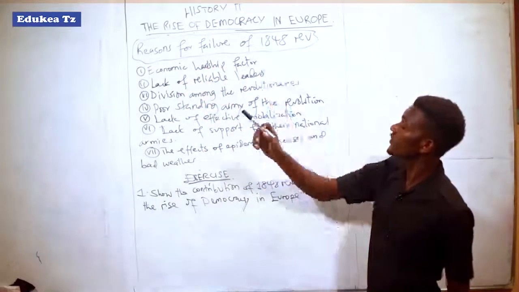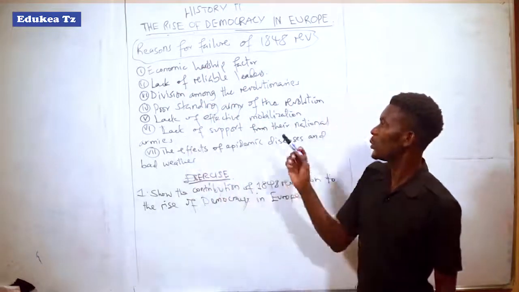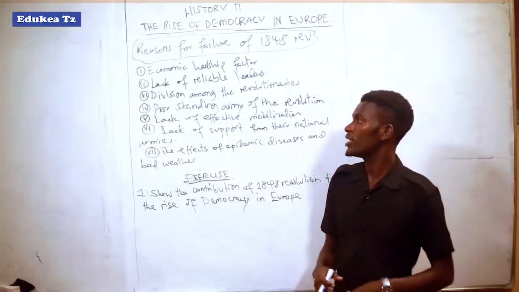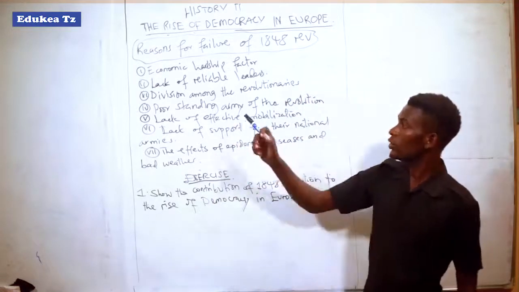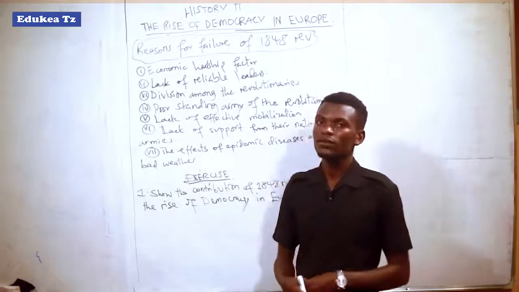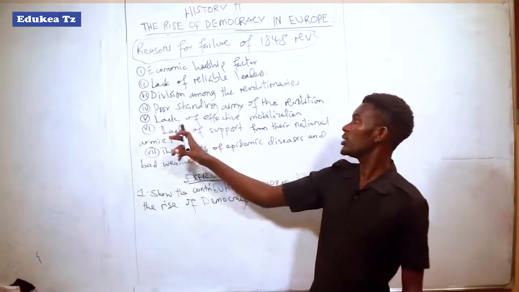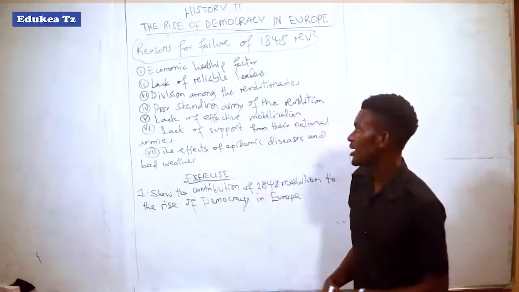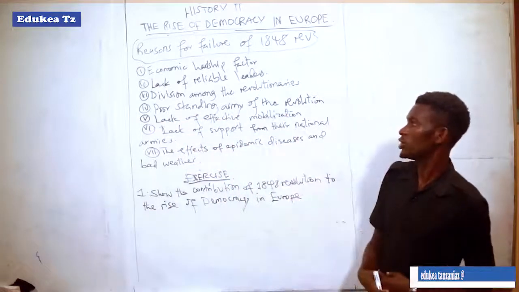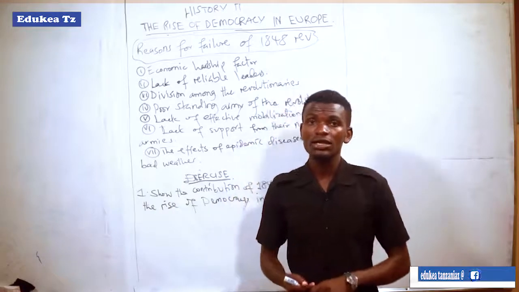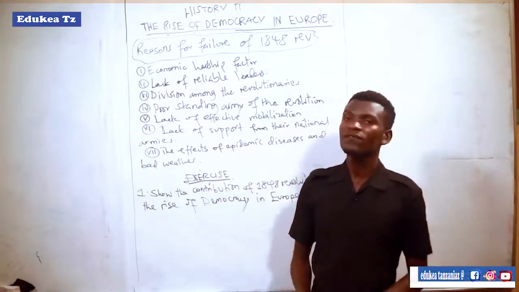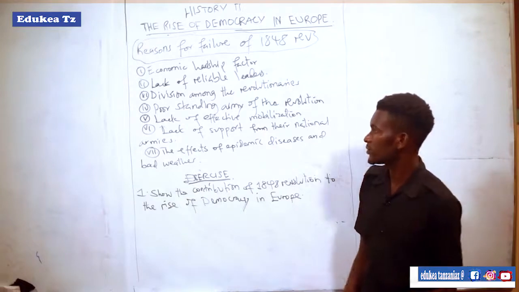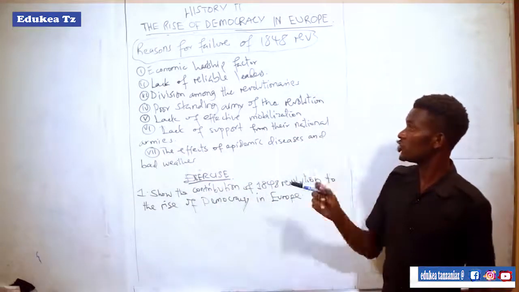Another reason for failure of the 1848 revolutions was the lack of effective mobilization. As I have told you, the 1848 revolutions were done in urban areas, so the rural areas were not involved in the revolutions, which led to the lack of effective mobilization of the majority of people present in rural areas. Another was the poor standing army of the revolution. It means that the revolution leaders lacked a standing army for fighting during the revolution, which proved the failure of those revolutions.